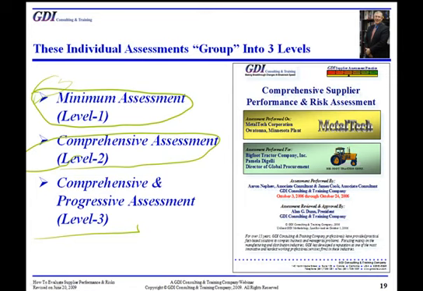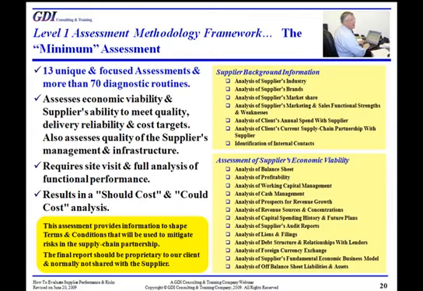Okay, so the minimal level is level 1 of the comprehensive supplier performance and risk assessment, and is the bulk of the process. So we say that there's 12 or 13. In this case, I've said there's 13. Here's what we look at. There's over 70 diagnostic routines in a level 1 assessment. We're looking at economic viability, their ability to meet quality, delivery reliability, and cost targets. We're also looking at the supplier's management and infrastructure. It requires a site visit and full analysis of functional performance, and does result in a should cost and a could cost analysis that comes mandatorily out of this.